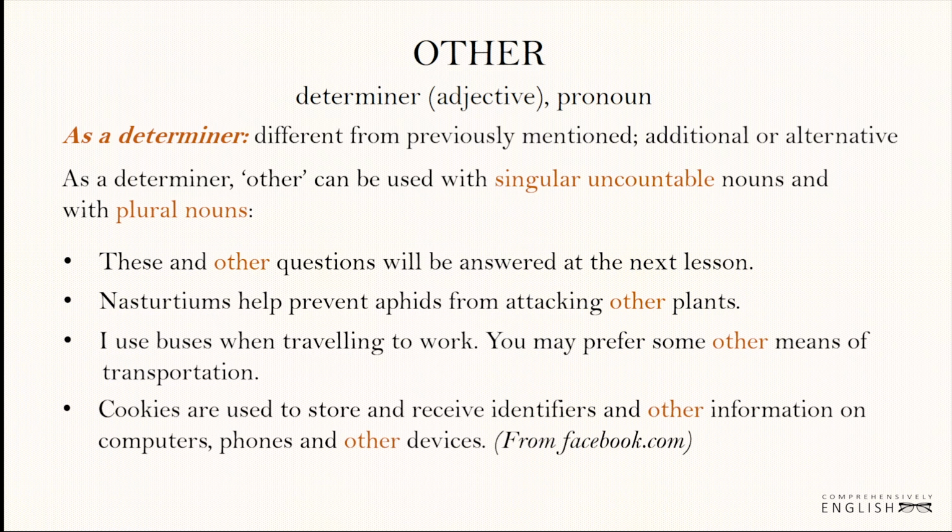Cookies are used to store and receive identifiers and other information on computers, phones, and other devices. Here, "information" is a singular uncountable noun, and "devices" is a plural countable noun. Do you like jazz? No, I prefer other music. "Music" is an uncountable noun.